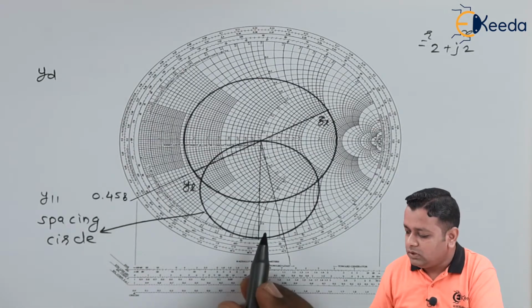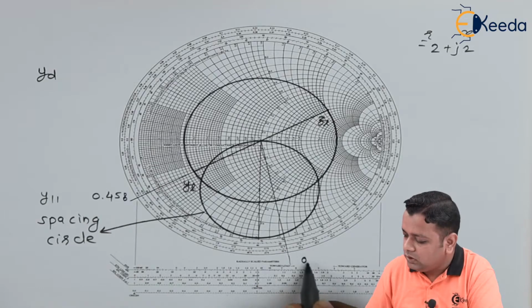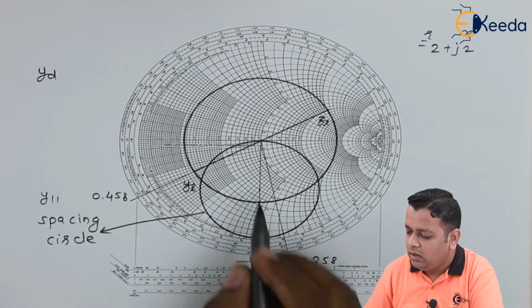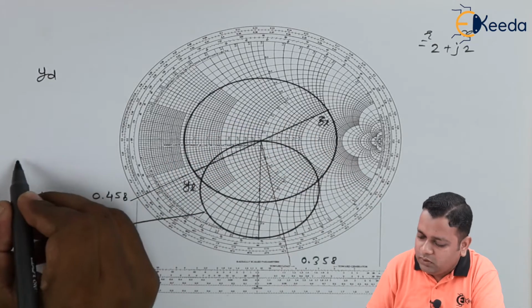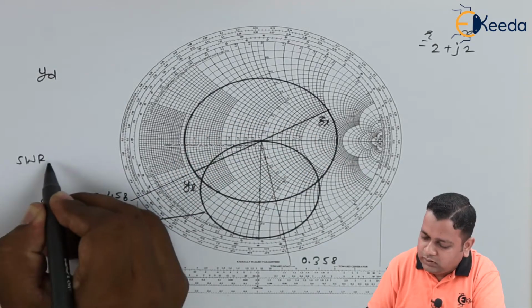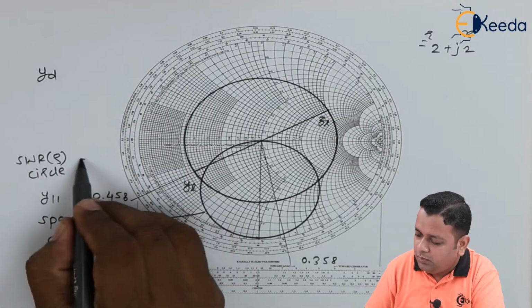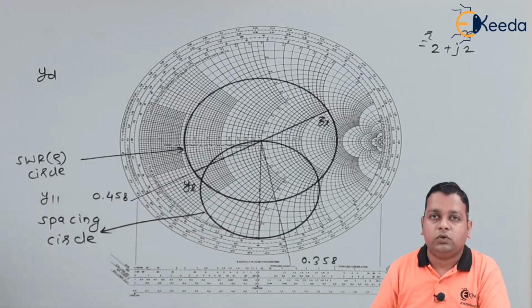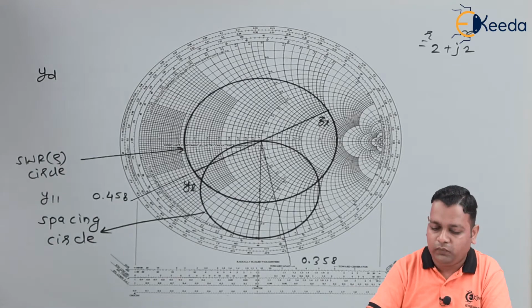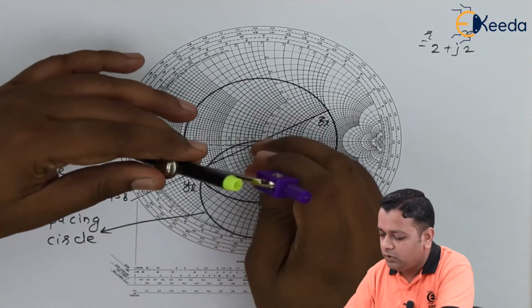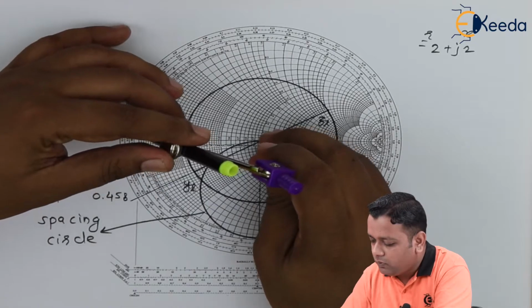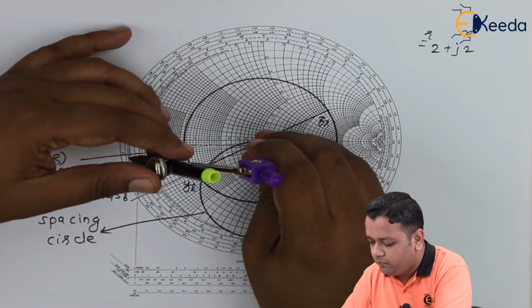So onto the Smith chart we get the value 0.358 at this particular point, and this is our SWR circle. SWR in the bracket rho circle, we provide the nomenclature here. So while we have the rotation, we can show it in this particular diagram. So this is the center of the Smith chart.